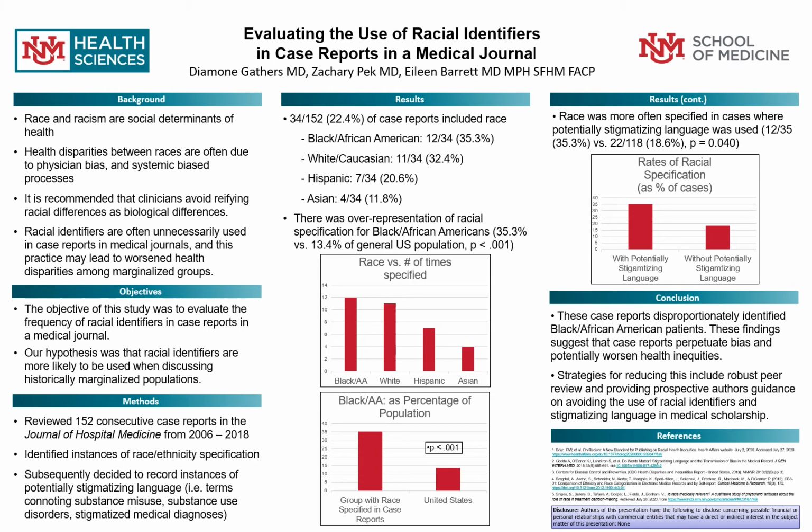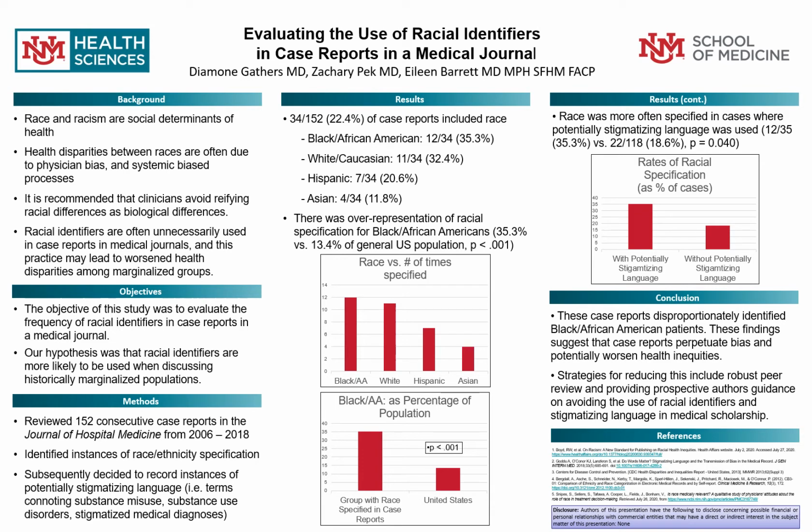What we found was that approximately 1 in 5 case reports included specification of race. However, there was a disproportionate specification of Blacks and African Americans in case reports, who represented 35% of all cases where race was specified. The first graph shows the number of times race was specified for each given race, and shows that Blacks and African Americans were more likely to be specified than any other race.